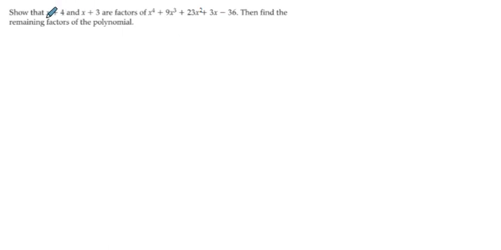And so what they're giving me in this one is they're saying show that x plus 4 and x plus 3 are factors, and they're both factors of this. Then find the remaining factors of the polynomial. So what this means is I'm going to take one of these and divide it by this. Instead of having something of degree 4, my depressed polynomial will be of degree 3. And then we'll do it one more time to get it down to a quadratic.